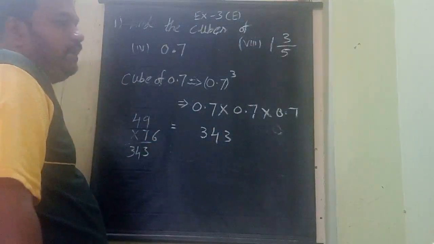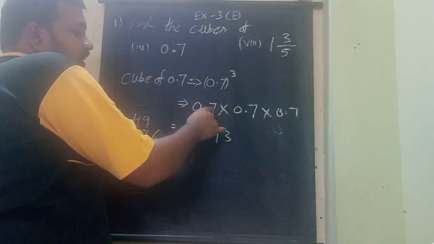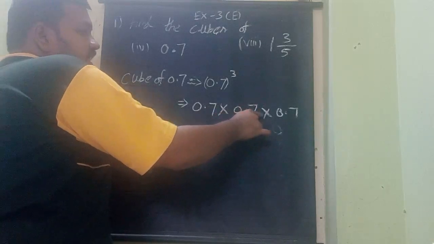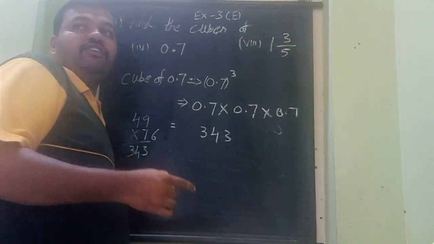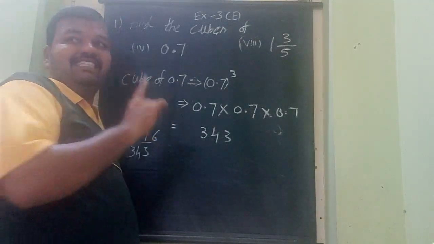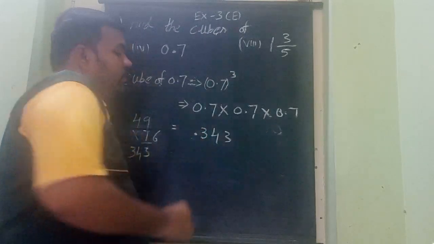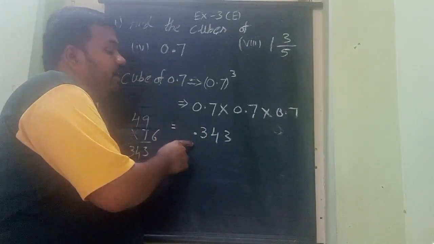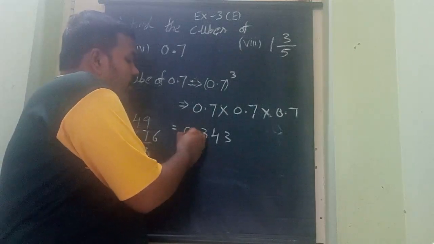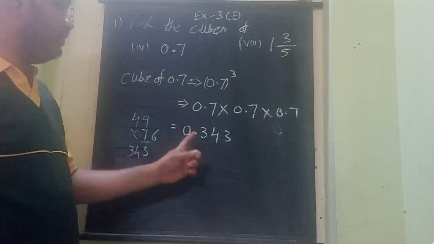Now we have to give the decimal point. We have multiplied 3 times. The first number has 1 digit after the point, the second has 1 digit, the third has 1 digit. Total digits are 3. So from back to front we keep 3 digits after the point: 1, 2, 3. Keep the point. So the answer is not 3.343, because a number should not start with a point, so keep a 0. Now the answer for the cube of 0.7 is 0.343.